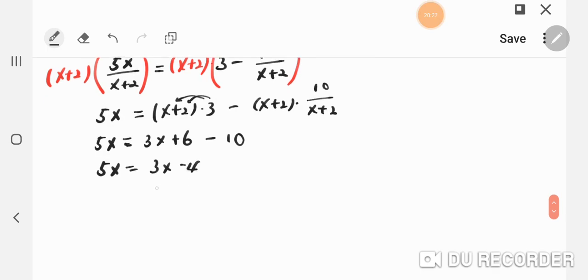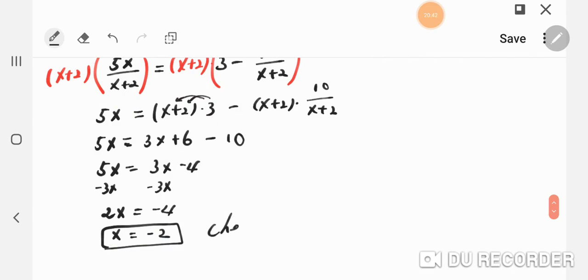And then minus 3 each side, minus 3 each side. So we get 2x is equal to negative 4. Then x is negative 2. So we found the value x, which is negative 2. What do we do? Check if this negative 2 makes the denominator 0.